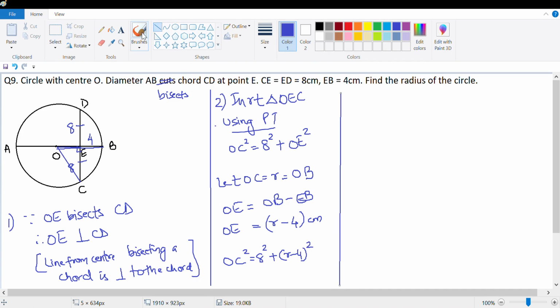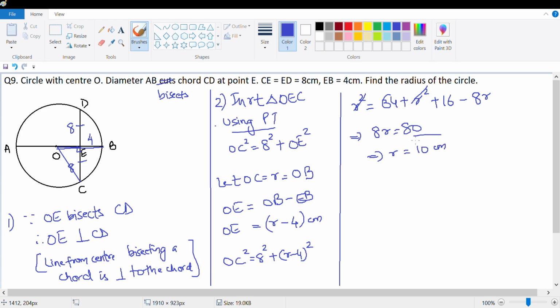OC is R, we've taken it to be R, so R square is equal to 64 plus R minus 4 whole square, in the form of X minus Y whole square, which means X square plus Y square minus 2XY, in this case 8R. R square and R square get cancelled, which means 8R is equal to 64 plus 16, that's 80, which means R is equal to 10 centimeter. So the radius is 10 centimeter. That's what we needed to calculate.